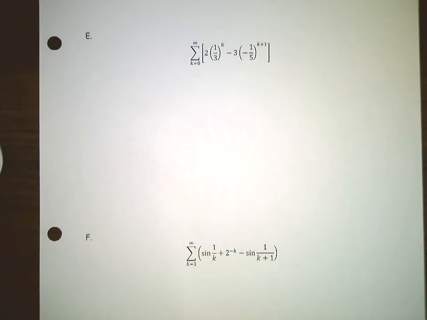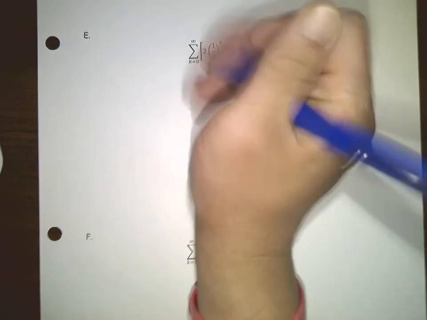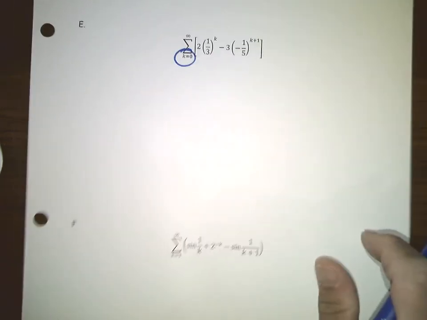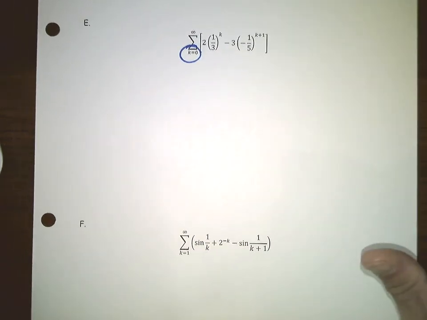So the sum k equals 0 to infinity of 2 times 1/3 to the k minus 3 times negative 1/5 to the k plus 1. The one thing you should notice here is that this is the first problem we had where k is not starting at 1. Please keep that in mind, because that sometimes will throw people off, especially if you're not paying attention for it.